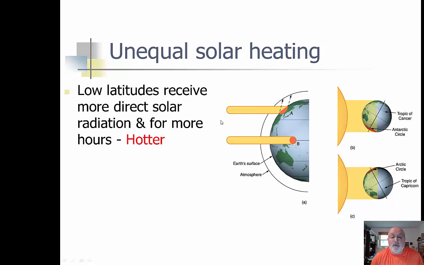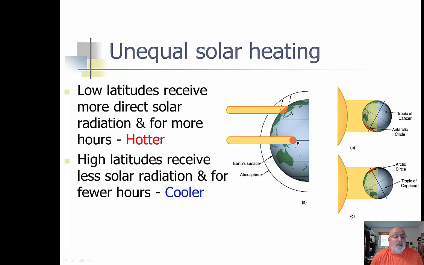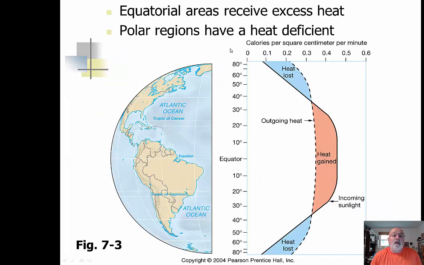So low latitudes receive more direct sunlight, a smaller path through the atmosphere, and because of that and more hours, it is a much hotter area. The upper part gets more spread out light, and actually gets fewer hours of sunlight, so it is going to be cooler. Equatorial regions receive excess heat. Polar regions have a heat deficit.